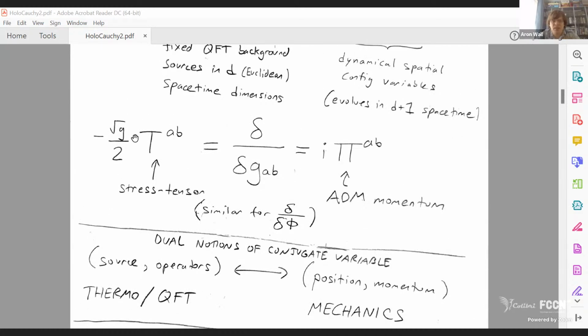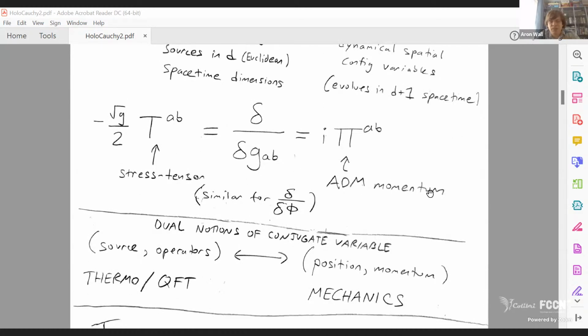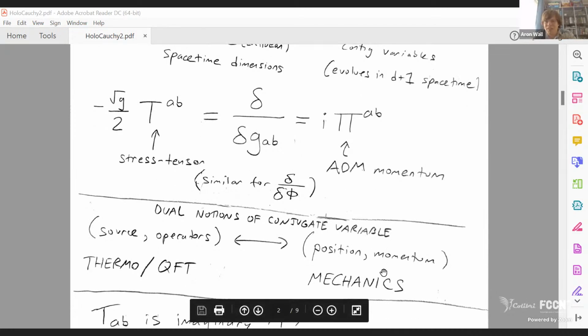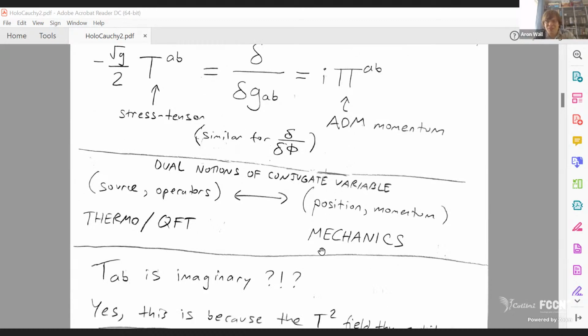The reason this sort of dictionary is possible is because we've got 2 different notions of conjugate variable in physics. We've got a symplectic structure between sources and operators in field theory, and we also have a classical mechanics or quantum mechanics symplectic structure between position and momentum. And what really is making this holography tick is that we're conflating these 2 symplectic structures. So we're identifying the one with the other, even though a priori they look different.